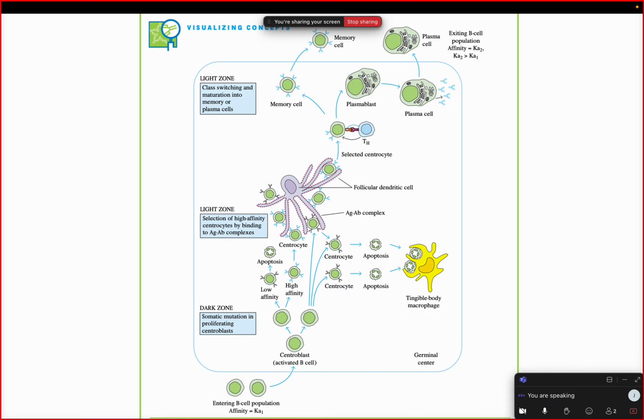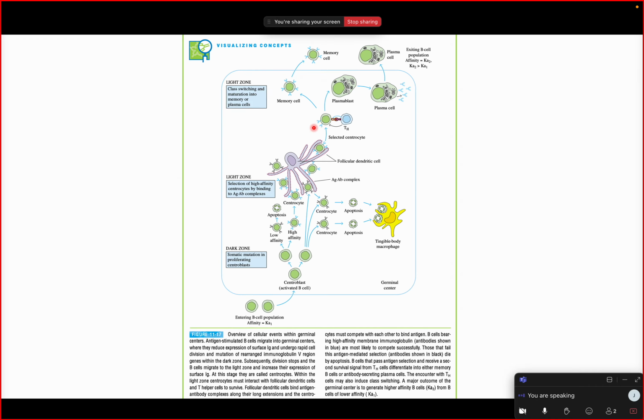Once the T helper cell helps the selected B cell, then they'll convert into plasma cells, and plasma cells are the ones which secrete the antibodies which were just selected at this stage. Okay, and they'll also convert into memory B cells. So these are the same events which are happening. A little bit of extra information is there.